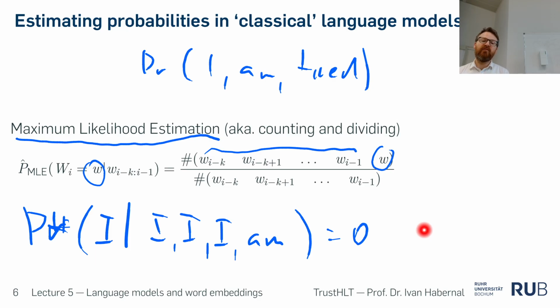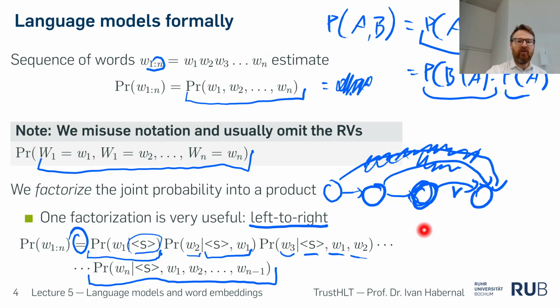And that might be a problem for using this language model to give you the probability of some sequence, because imagine now you want to get the probability of a sequence, and you're multiplying these conditional probabilities, and now some of those will be 0.